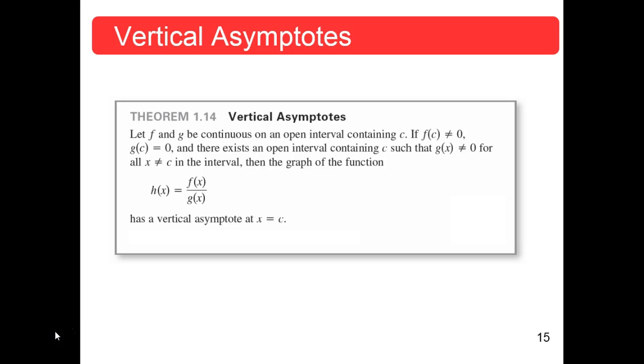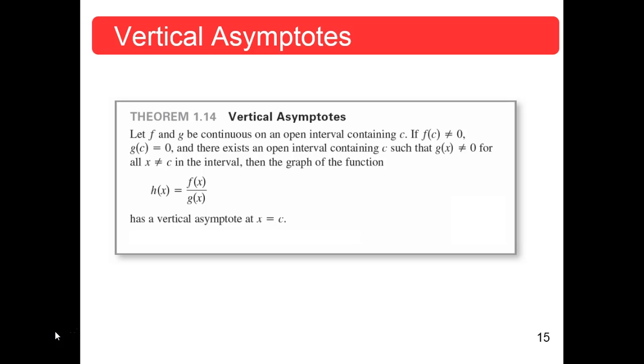If f of c is not equal to 0, okay, that's the requirement, but g of c is equal to 0, then there exists an open interval containing c such that g of x is not 0 for all the x's not equal to c in the interval. Okay? Then, this is all the given, and there exists this. Then the graph of this function has a vertical asymptote.